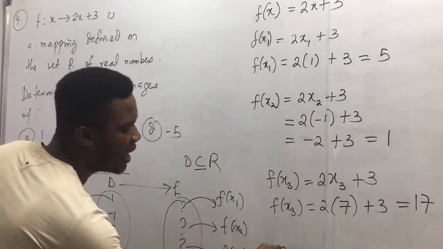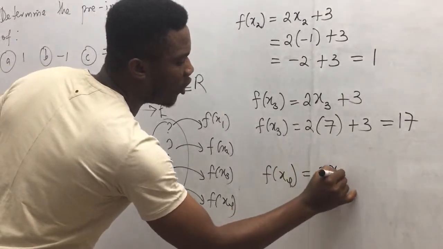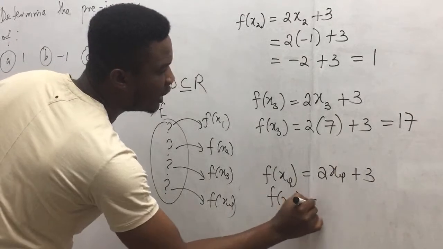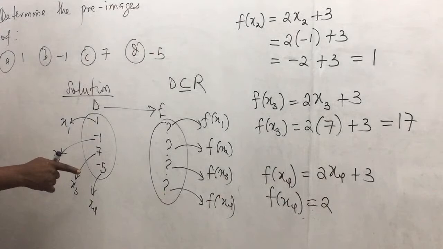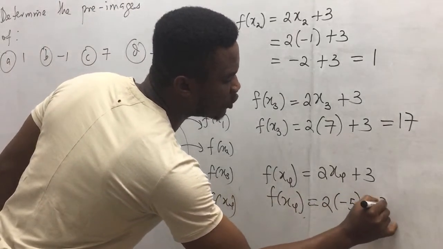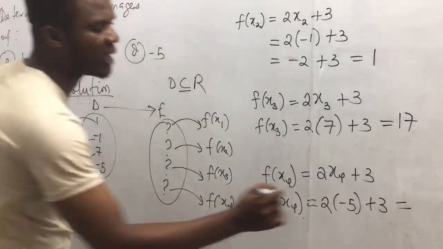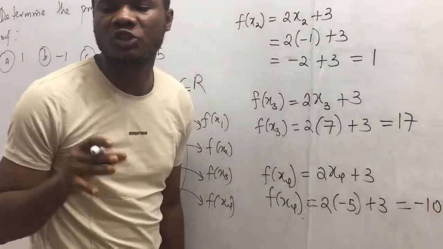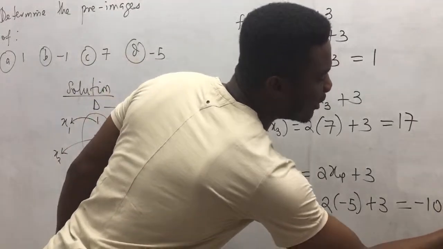Finally, guys, f of x4 will be 2x4 plus 3. And what is f of x4? It will now be 2 times what x4 is. And x4 is minus 5. So 2 times minus 5 plus 3 is what will emerge here. And 2 times minus 5 is minus 10. So I'm going to put minus 10 here plus 3. Minus 10 plus 3 is minus 7. So the result here will be minus 7.